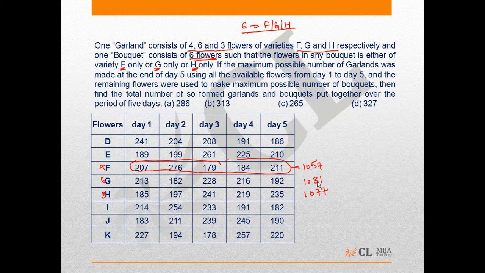So first of all, I try to maximize the number of garlands, and you understand the maximum number of floors I want is from G, and the number of floors available of G is least. So the first thing that will fall short is obviously G. So I just count how many garlands I can build by using this F, G and H. So I divide this 1031 by 6. That comes out to be 171 number of garlands.